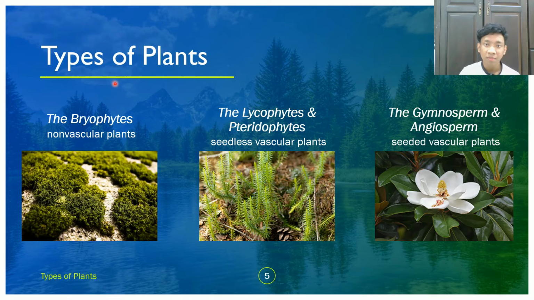Next are the types of plants. There are 5 types of plants we will learn in this topic. The first one is the bryophytes, which are the non-vascular plants. These plants are usually low-lying plants and they live in moist environments.